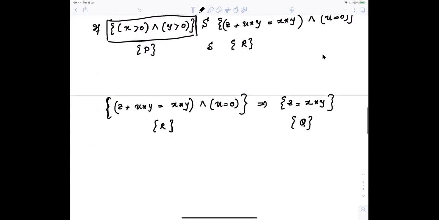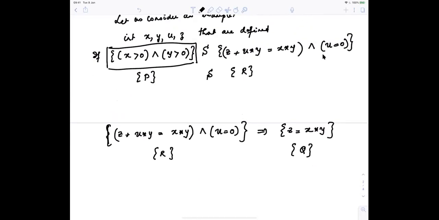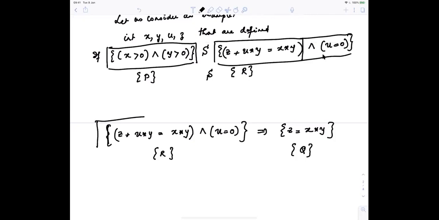So what happened? We started off with P, we executed a set of statements which led us to assert R. Clearly, from this statement, z plus u star y equals x star y and u equals 0. So if u is 0, this term becomes 0. Therefore, z equals x star y. Therefore, we can assert that z is equal to x star y.